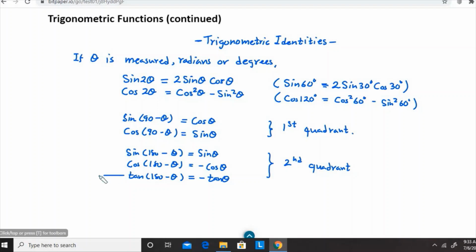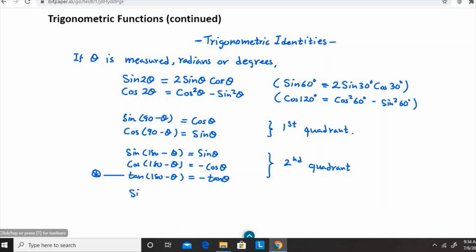Especially this one will be very important when we talk about graphing. So that will be the next section that I'm going to talk about after trigonometric functions, graphing. And in graphing, we usually need to find something called the slope of a curve, rise over run. And when we do that, you'll see this trigonometric identity will be very important. The final set that I want to talk about is identities in the fourth quadrant.